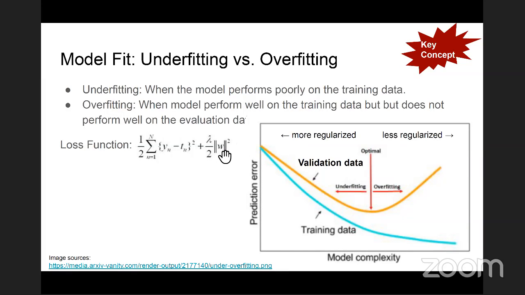Okay, so that is what you have here. And this lambda is something that you have chosen. For different values of lambda, you will get different complex models. So your model complexity will change with lambda.